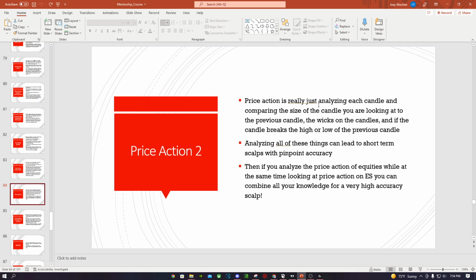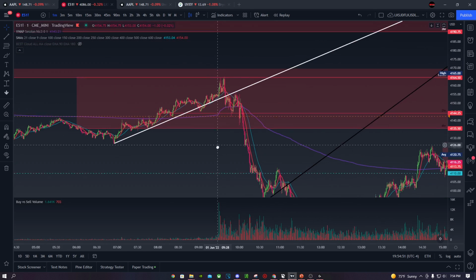Yeah, and price action is really just analyzing each candle and comparing the size of the candle you're looking at to the previous candle and the wicks on the candles. And if the candle breaks the high or the low of the previous candle, that's really all you're looking at. Analyzing all these things can lead to short-term scalps with good accuracy. And if you analyze the price action of equities while at the same time you're looking at price action on ES and you combine everything into one, you can have a really good quality scalp, right? So let's take a look.